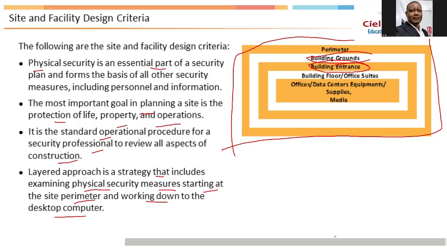Then the building floors. Again, within the building floors, how secure are they? There have been instances of people who built tunnels. Aside from that, again, are they being monitored? Then, of course, the offices, data centers, and equipment, your supplies, your media, talking about computers and storage devices, network equipment. All of these are part of the things that you typically check using what we call the layered approach.